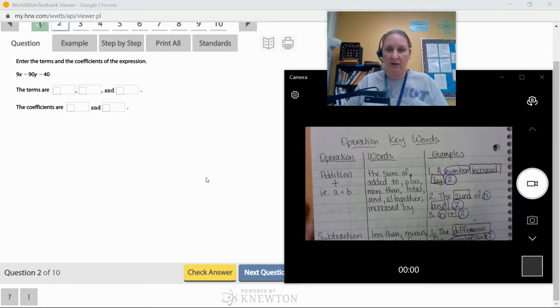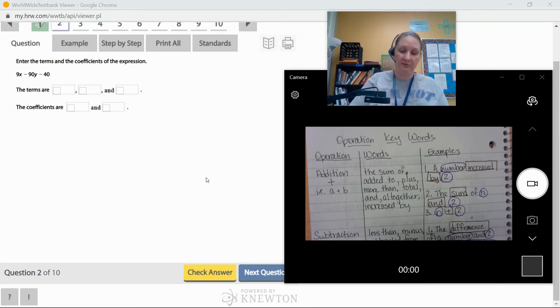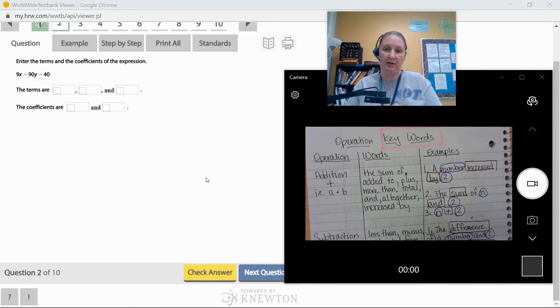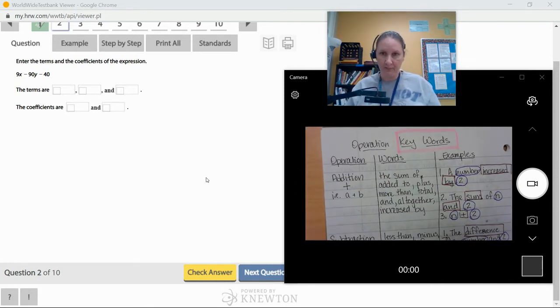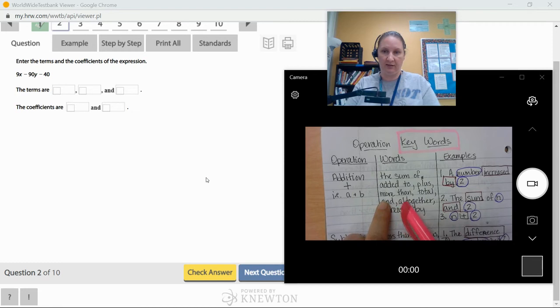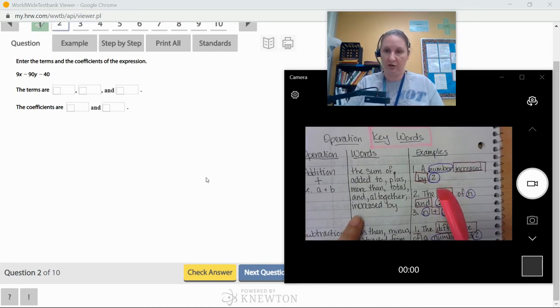Also, some operational words, keywords to remember. Keywords, when we are doing our CUBES, are going to be boxed. When we're doing word problems, we're going to box in keywords. So that's the B part of CUBES. For addition, you have the plus sign. An example is a plus b. These are keywords that you might see: the sum of, added to, plus, more than, total, and, altogether, or increased by. And what I was saying with the CUBES is we'll circle our numbers and box in these keywords.